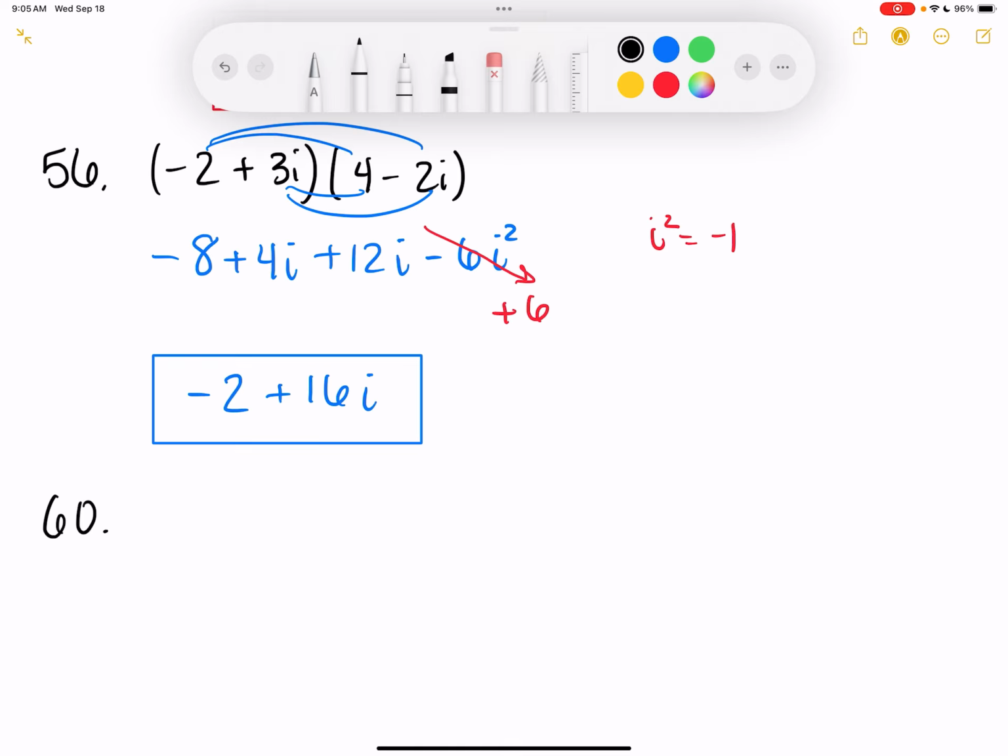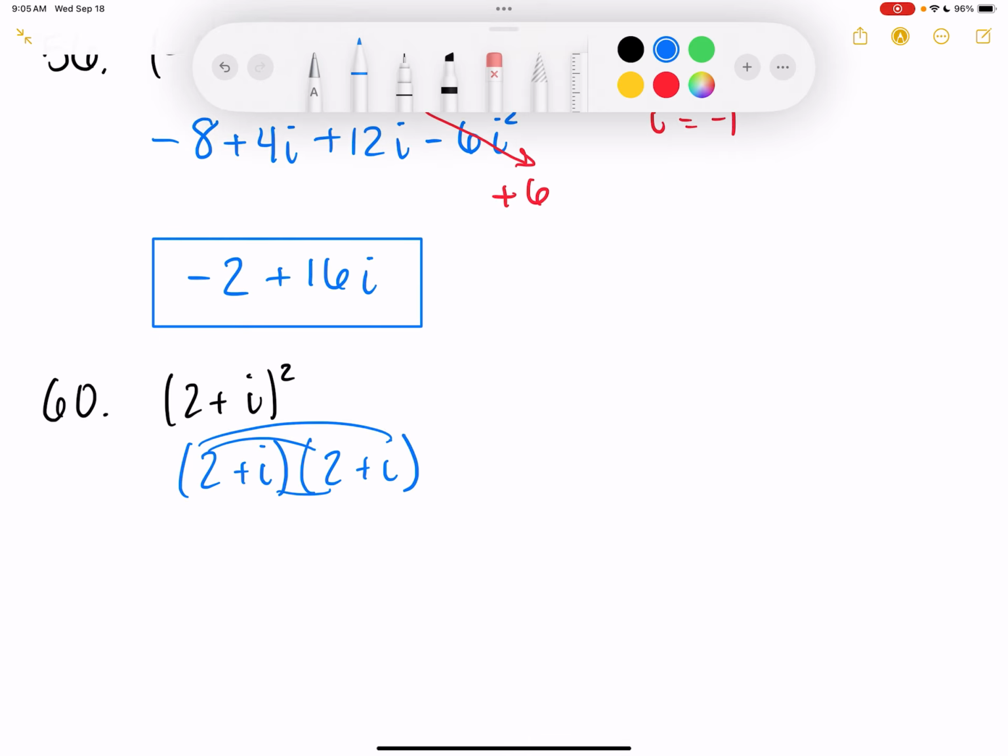60, you've got 2 plus i squared. So this is a special type. Anybody recognize which one it is? It is a perfect square trinomial, but if you didn't recognize that, all this would tell us is to do 2 plus i times 2 plus i, and then you can just FOIL it like normal.